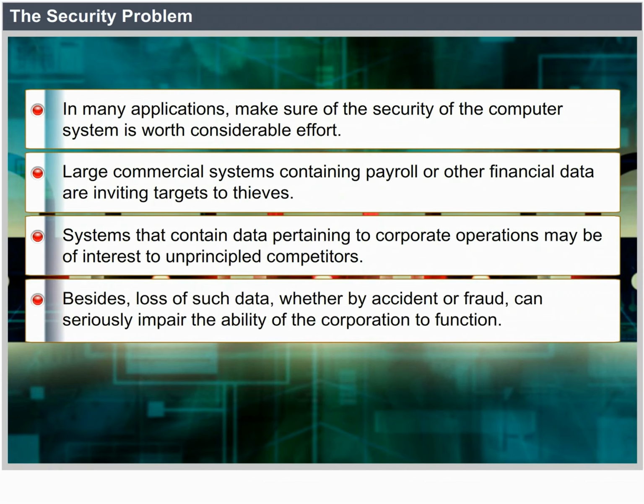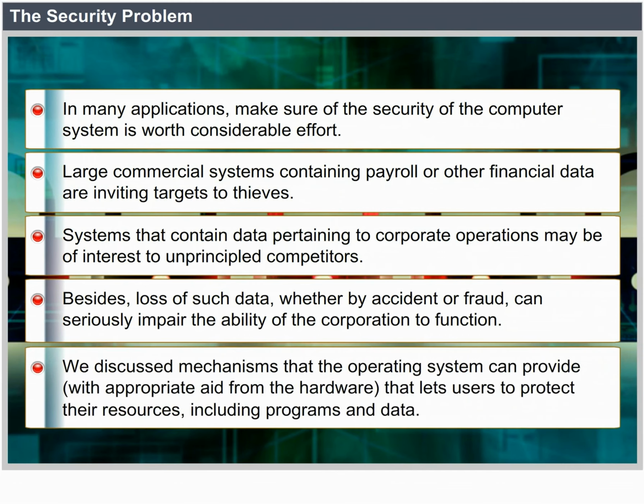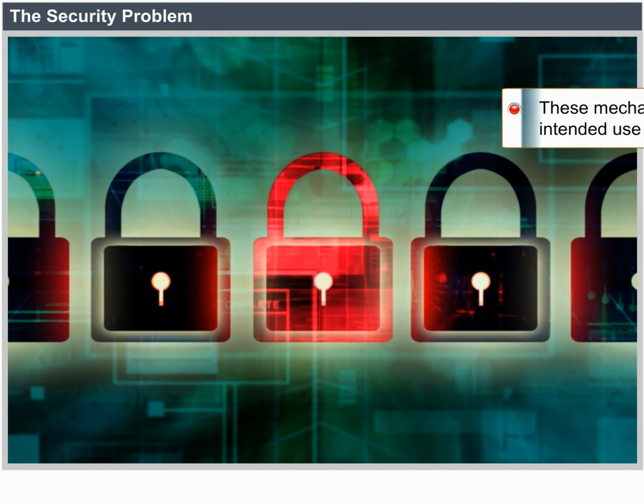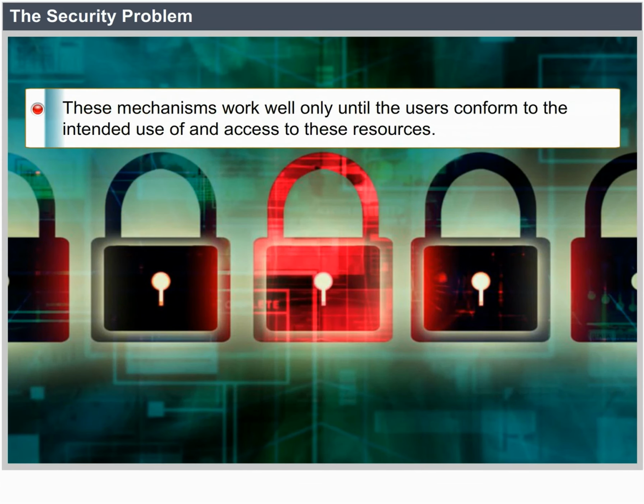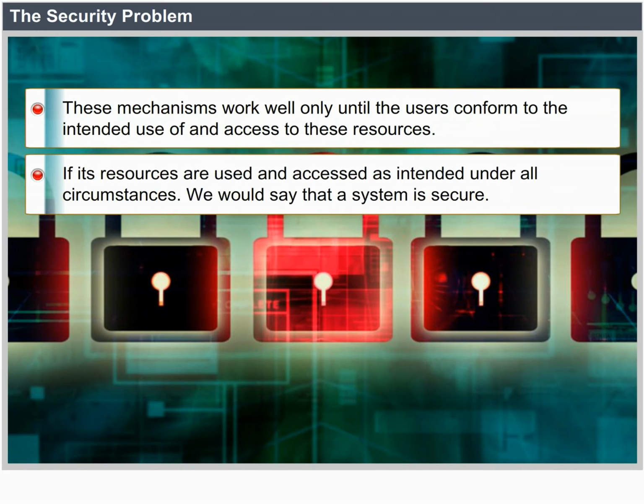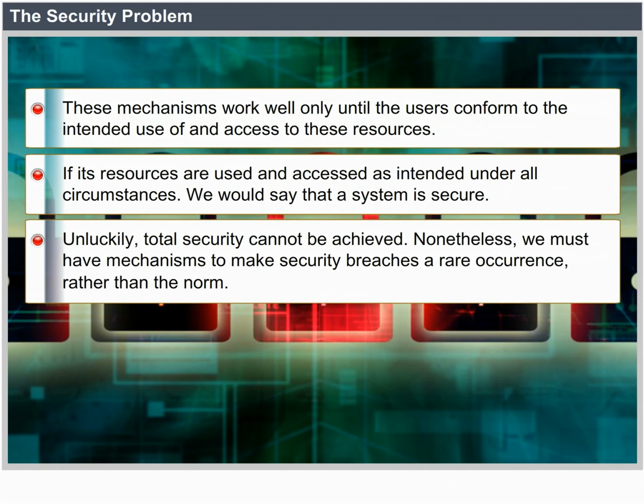We discussed mechanisms that the operating system can provide with appropriate aid from the hardware that allow users to protect their resources, including programs and data. These mechanisms work well only as long as the users conform to the intended use of and access to these resources. We say that a system is secure if its resources are used and accessed as intended under all circumstances. Unfortunately, total security cannot be achieved. Nonetheless, we must have mechanisms to make security breaches a rare occurrence rather than the norm.